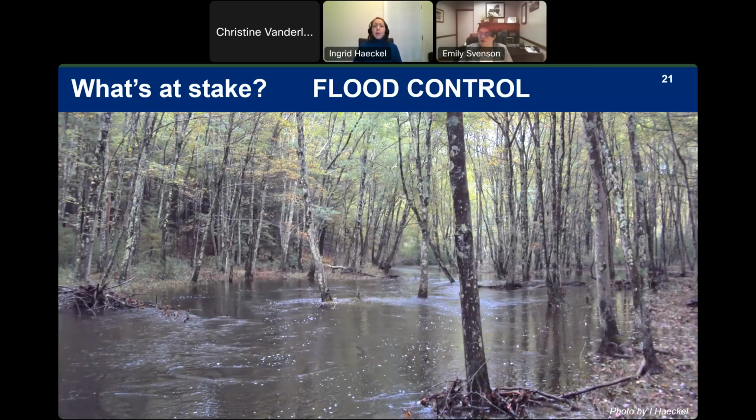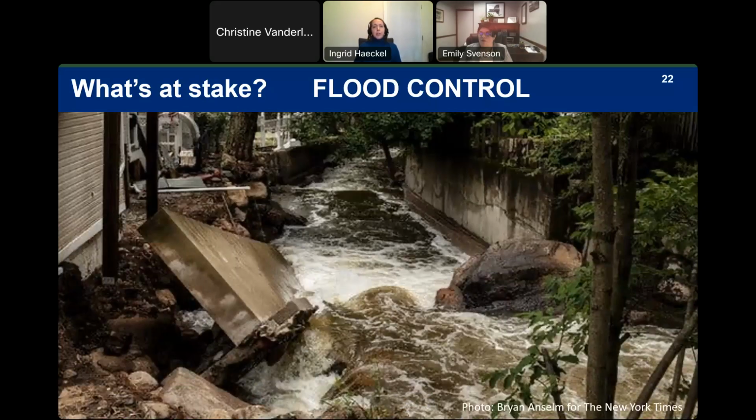An intact network of wetlands and streams provides many significant benefits for flood control. A single acre of wetlands can store up to 1.5 million gallons of floodwater. And natural stream corridors and floodplains also provide the space that streams need during floods to spread out and slow down water. And we know this is increasingly important in our changing climate.